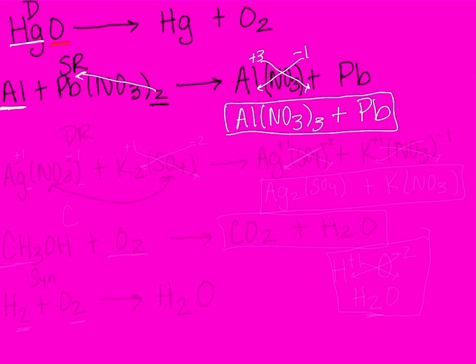All right, let's go to the next step, the next type of reaction. For our next example, we have AgNO3 plus K2SO4.